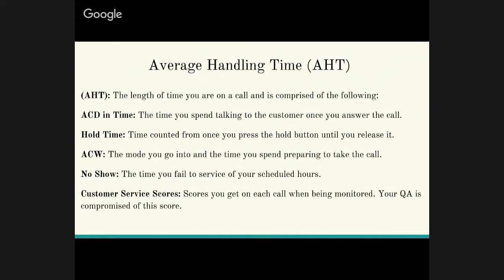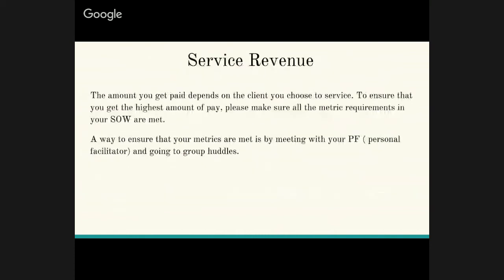Your customer service scores are the scores that you get on each call when being monitored. Your quality, which is your QA, is going to be comprised of this score. Your service revenue is the amount that you will be getting paid, and that amount depends on the client that you choose to service, okay? So to ensure that you get the highest amount of pay, please make sure that you follow all of your metric requirements in your SOW.